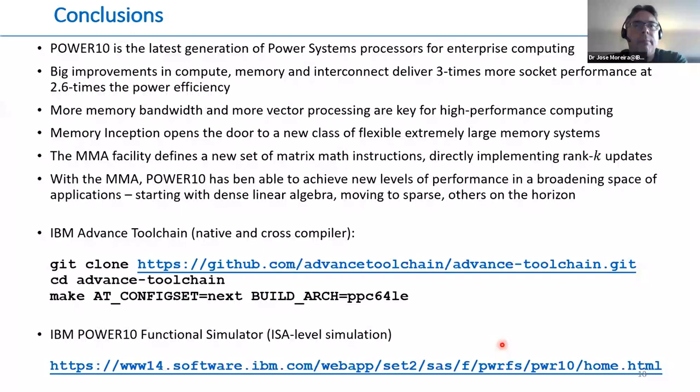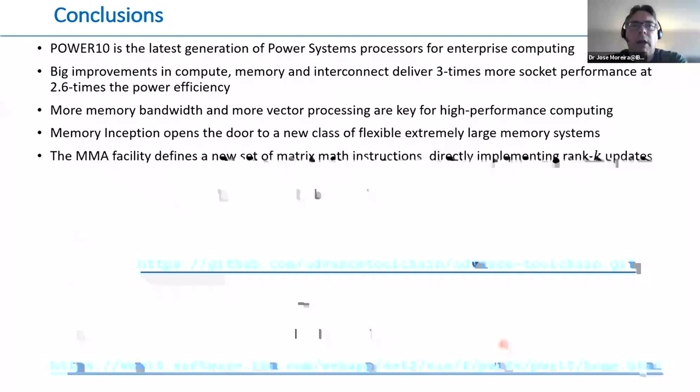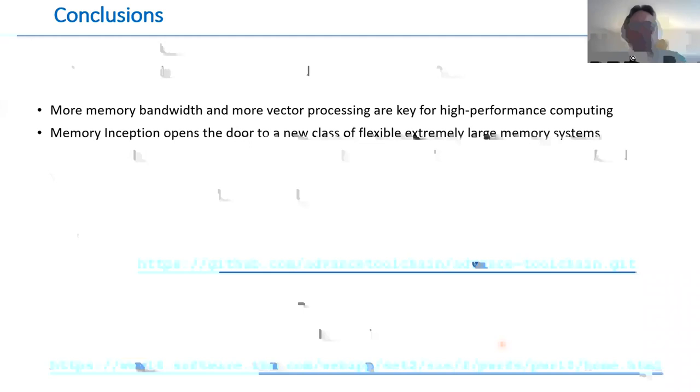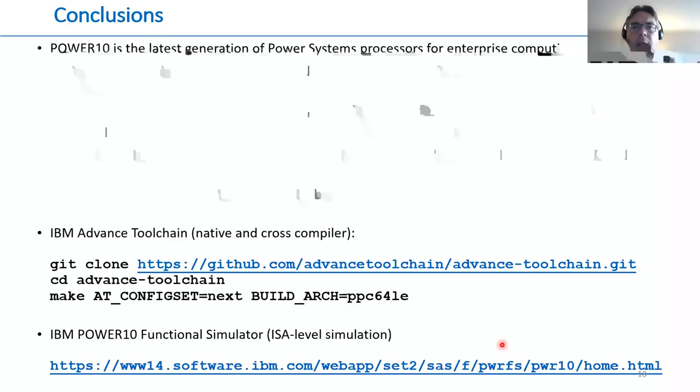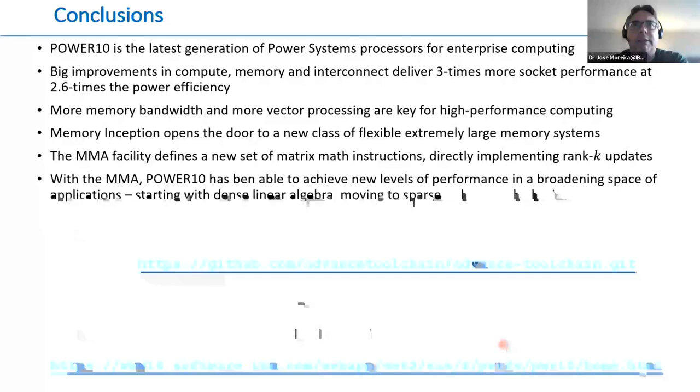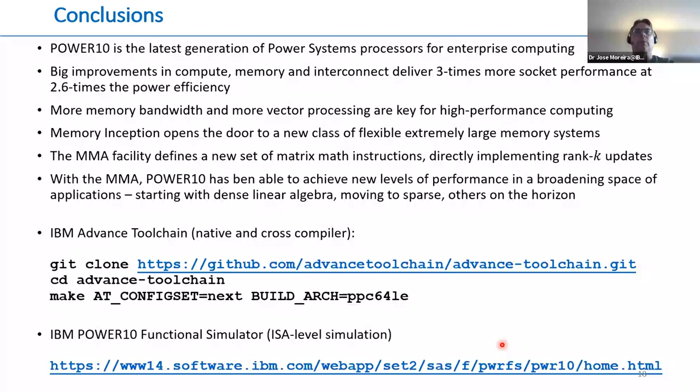We added more memory bandwidth and more vector processing because we know those are key for high performance computing. Memory inception really opens the door to a new class of flexible and extremely large memory systems. And the new MMA facility, which is really the first matrix unit in a CPU, defines a new set of matrix math instructions that opens a door for new applications at a new level of performance. We have achieved those new levels not only on the things we were explicitly designed for, like deep learning, but also in sparse linear algebra. We saw big gains in performance from the matrix unit.